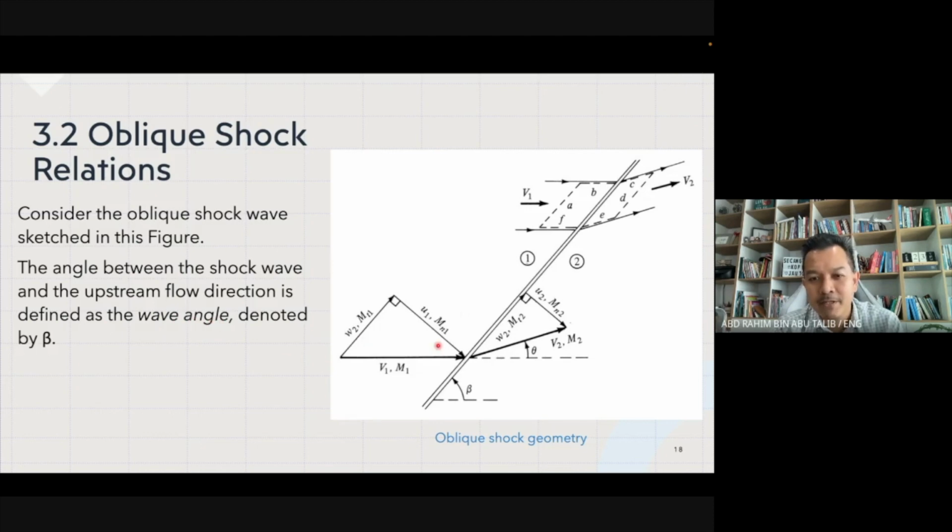So basically, this is the direction of the flow, and this is the oblique shock wave. That angle with respect to the flow direction is what we call the wave angle, beta. All right, so let us examine this particular figure in more detail.